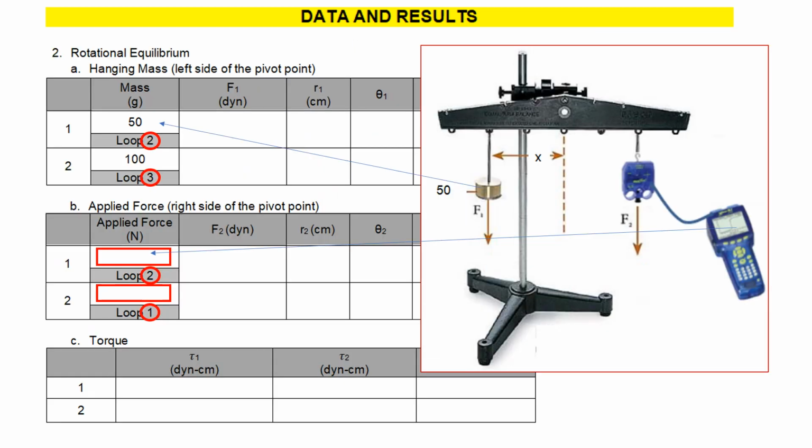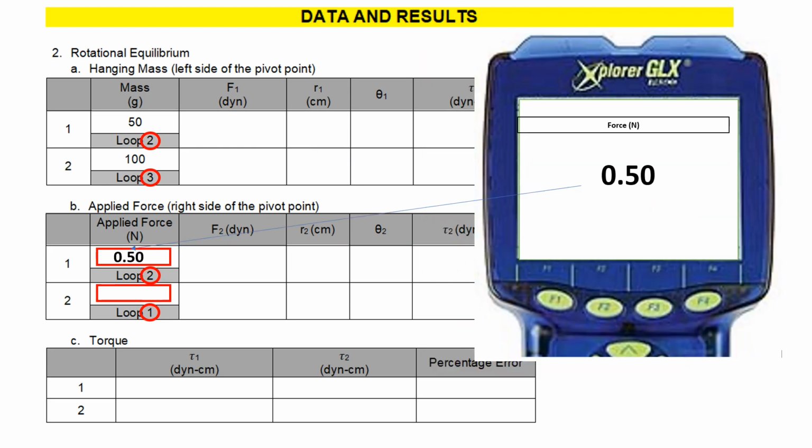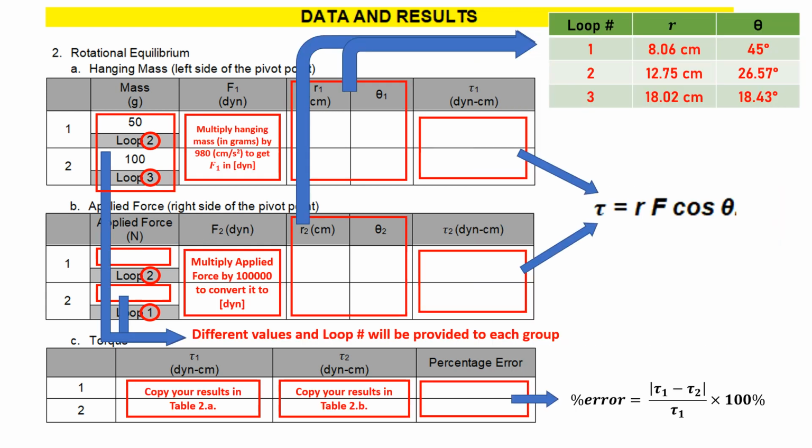Again, we have to place the hanging mass of 50 on this side, placed on loop number 2. The reading here should be placed at applied force, also at loop number 2. For example, assuming that the reading on the force sensor on the right side of the equal arm balance is 0.50. So let's now solve the value of the torque on the right side and the torque on the left side.